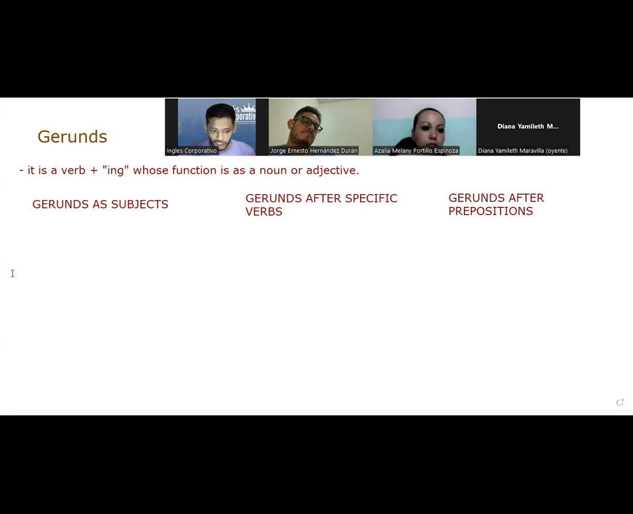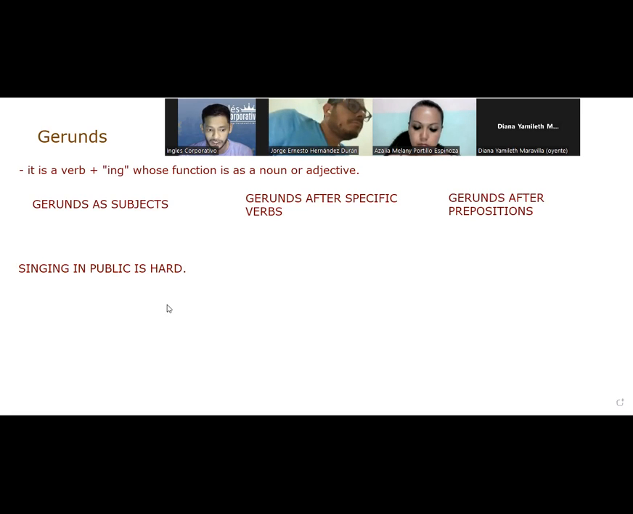Let me give you one example for each. We can say, singing in public is hard. Cantar en público es difícil. Okay, observen el singing. No es cantando, okay? Recuerden que el gerundio no es un verbo con ing. Solo es una parte, una regla gramatical que usamos el verbo con la ing, pero no es un verbo. Singing in public is hard.